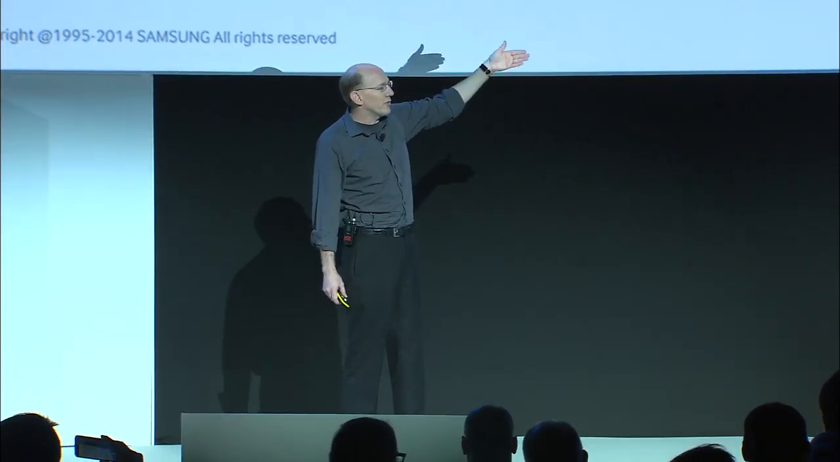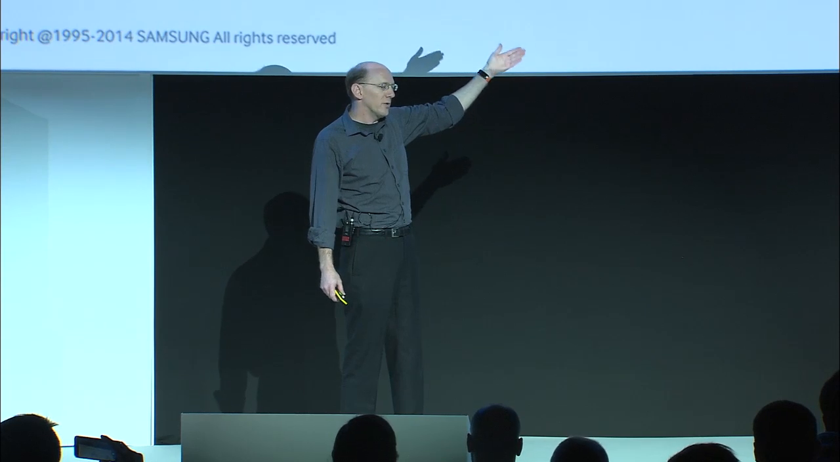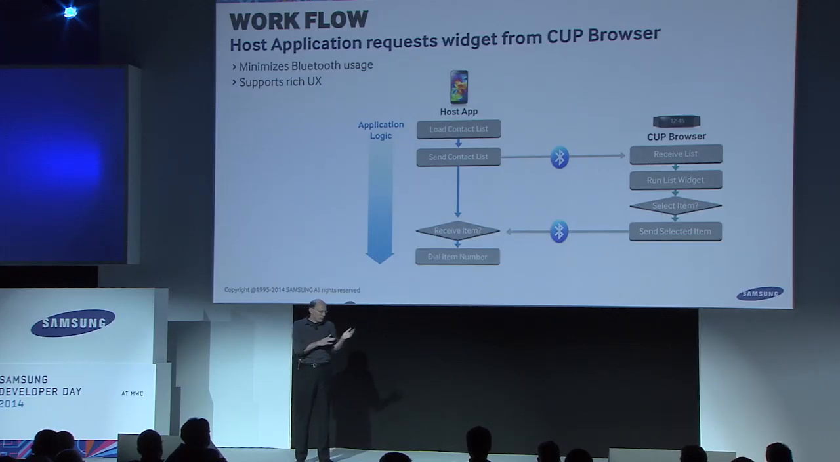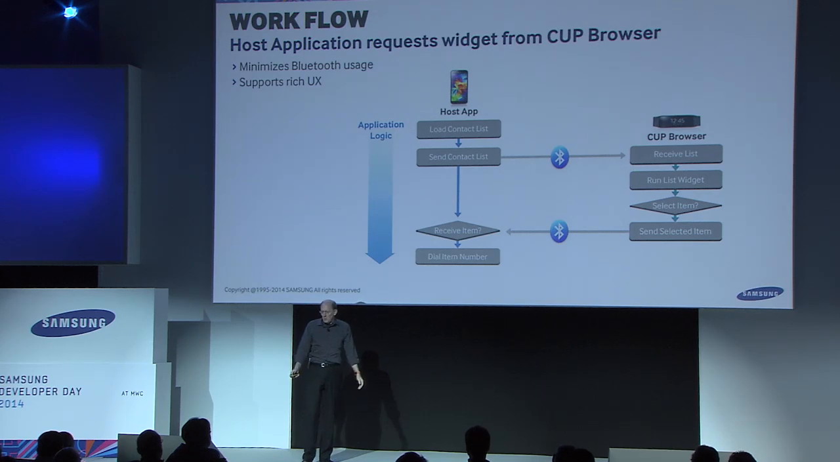The Fit device is going to run that list widget that I referred to earlier. And then, of course, it's touch sensitive, so you can make a selection on the Fit. You get a callback on your host application about what the selection was, and then it could, for example, go ahead and dial the number for the contact that you just selected.